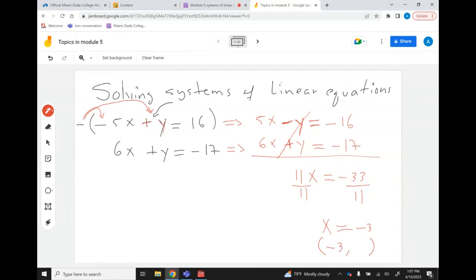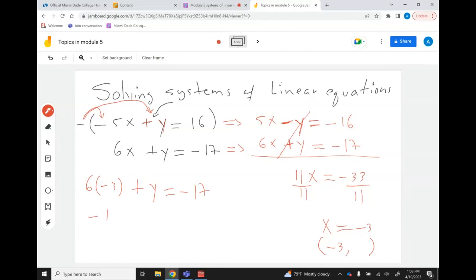And now we just need to find the y value. So at this point, you go back to the main system, and out of the two equations that you had originally, you choose one, it doesn't matter which one, and you substitute the value of x with -3. So I'm going to pick the one at the bottom. 6 times -3 plus y equals -17. Notice that at this point, the only unknown now is the y value. So let's see what that is.